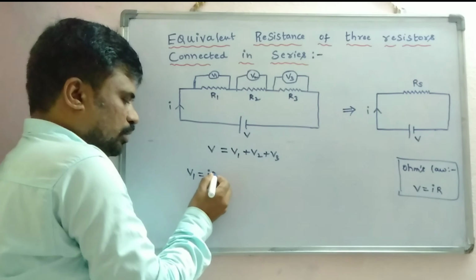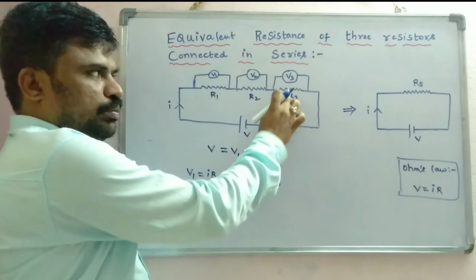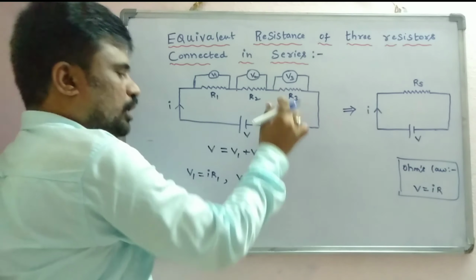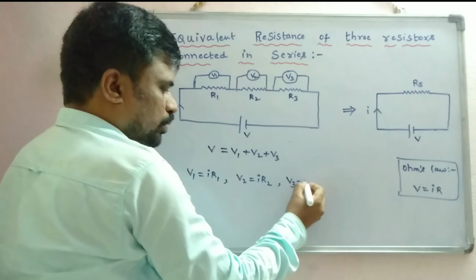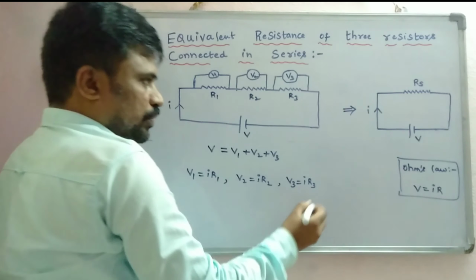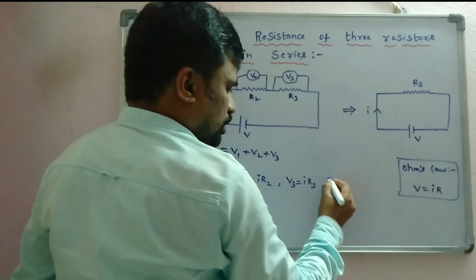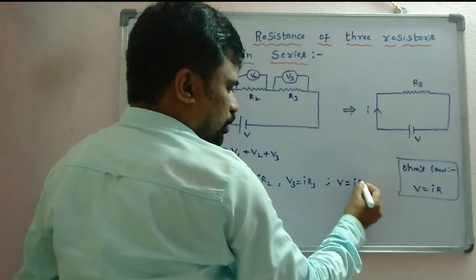V2 equal to I into R2. And in the same manner, for the third resistor, V3 equal to I into R3. And what about here? V equal to I into Rs.